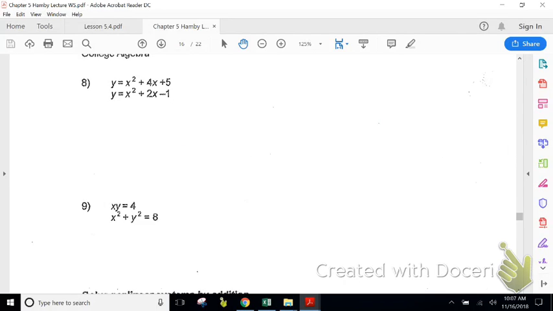So how about number 8 here? How can I use substitution here? Yeah, they're just set equal to each other basically because they're both equal to y. So if nothing else, I can take the second equation and plug it in up there for y. So you end up with x squared plus 2x minus 1 equals x squared plus 4x plus 5.